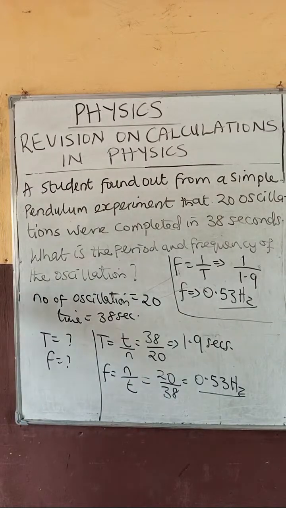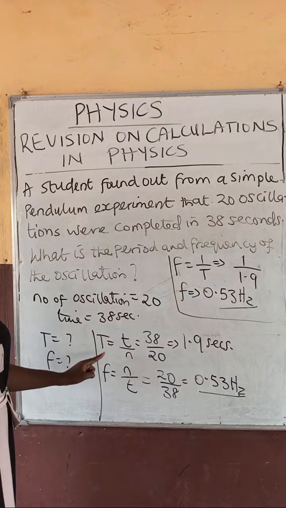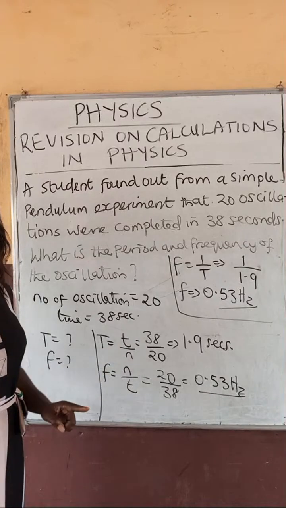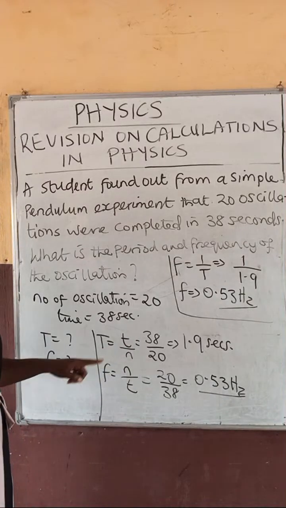The question says, a student finds out from a simple pendulum experiment that 20 oscillations were completed in 38 seconds. What is the period and frequency of the vibration? Now we are given the number of complete oscillations to be 20, and the time for it to complete that oscillation is 38 seconds. So I'm looking for the period and the frequency. What we need to do is to state our formula: the period, that is T, over what? N. Remember, period is capital T, whereas small t is time. So don't forget.